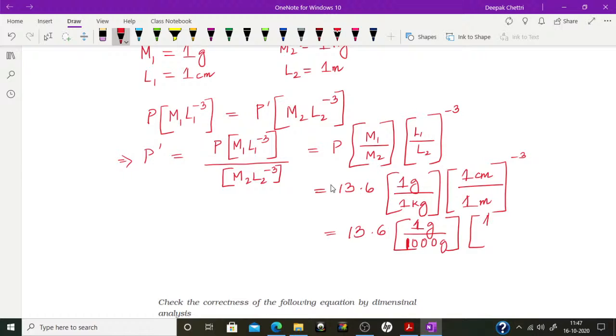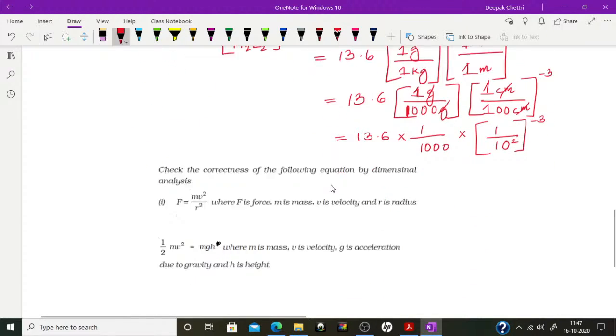So 1 centimeter here. Again, we have to convert this to centimeter. I am converting it to centimeter because it is easier to cancel, right. So minus 3. So 13.6 gram cancels out, into 1 by 1000. Again here centimeter cancels out. I will get 1 by 100. So you see 100 is left here. How do you write 100 in terms of power? 10 square, right. 10 square is 100. So instead of 100 I am writing 10 square, and minus 3 is there, right.